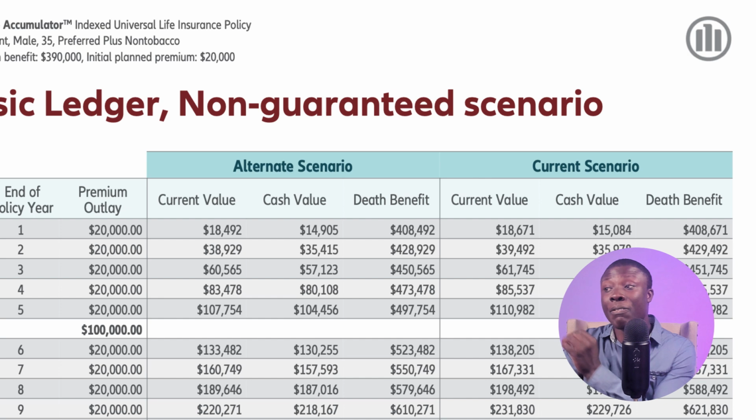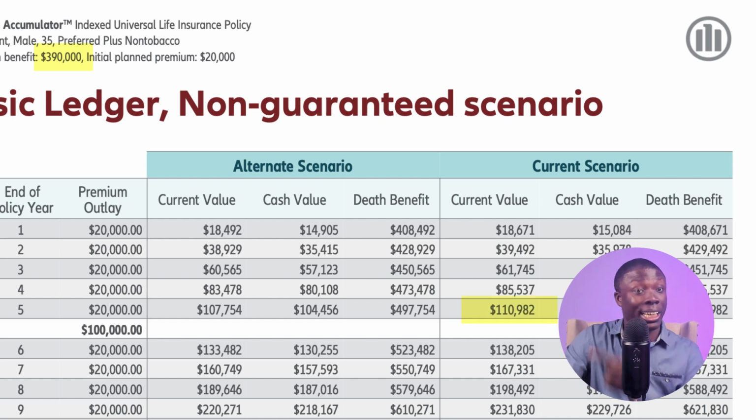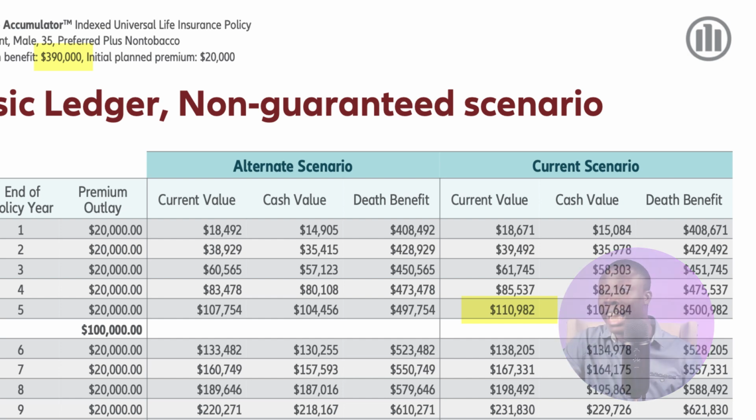The death benefit here is going to be the initial death benefit, $390,000, plus the current value or the accumulation value. So when we add the initial death benefit and the current value, you can see that you get the death benefit. That means that the death benefit already includes your money in the policy. So you have $110,000 in the policy in year 5, plus $390,000. That means a total of $500,000 in death benefit.